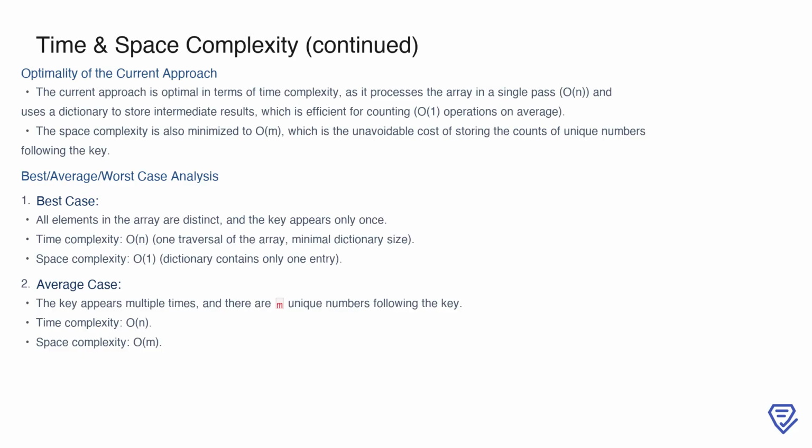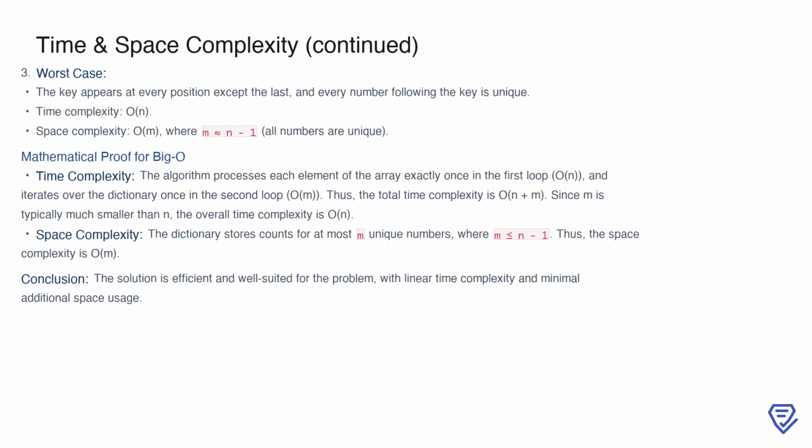In the average case, the key appears multiple times, and there are m unique numbers following it. Even then, the time complexity stays O(n), and the space complexity remains O(m). In the worst case, the key appears at every position in the array except the last, and all numbers following the key are unique. Here, the dictionary will store n-1 entries, where n is the length of the array, making the space complexity O(m), with m almost equal to n-1. Despite this, the time complexity remains O(n), as the algorithm still processes the array in a single pass and performs O(m) operations on the dictionary.